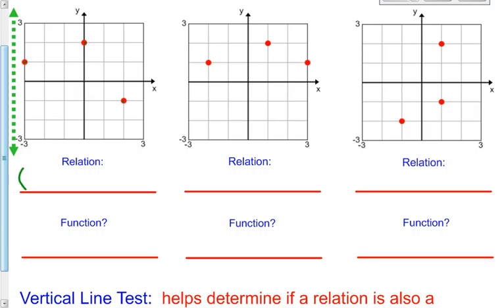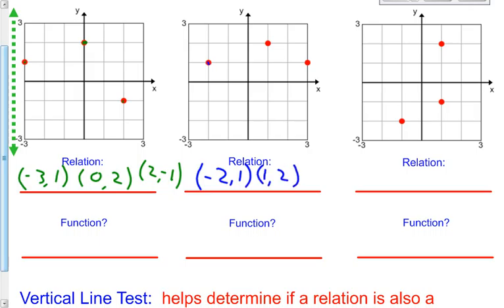So my relation is going to be negative 3, positive 1. This one is at 0, 2. And my final one is at 2, negative 1. So there's my first graph. We'll just do the relations for all 3 graphs. This one, my furthest left point is at negative 2, positive 1. The middle point is at right 1, up 2. And my third one is at right 3, up 1.